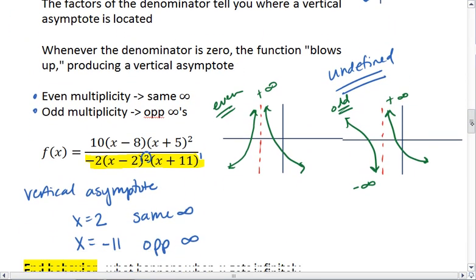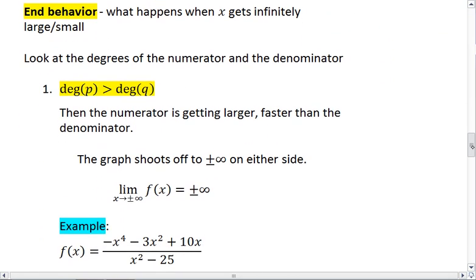If this makes sense, then go on to the part about end behavior. This is probably the most difficult part for students to understand, so really make sure that both roots, which have to deal with the numerator, and vertical asymptotes, which have to deal with the denominator, make sense to you. If you're ready, go on to end behavior.